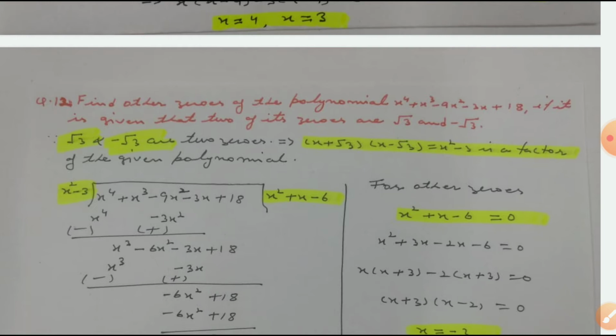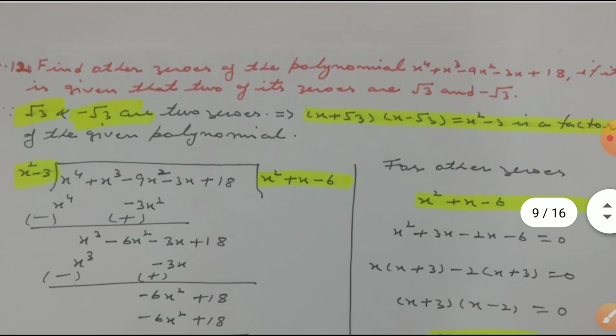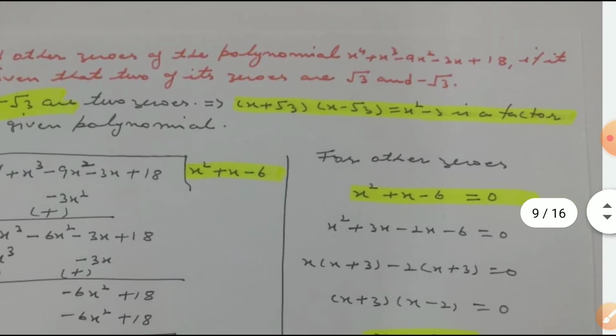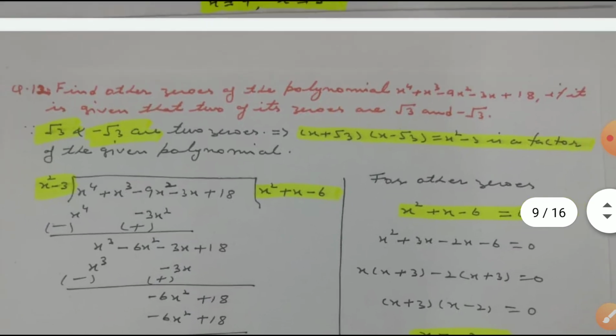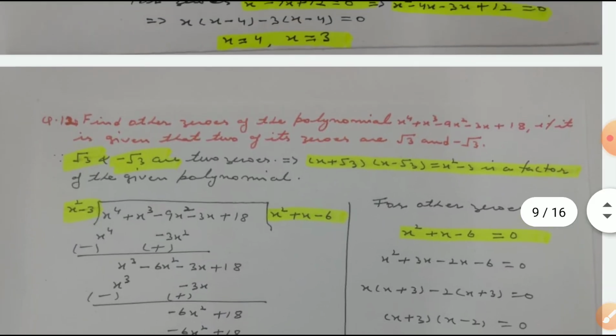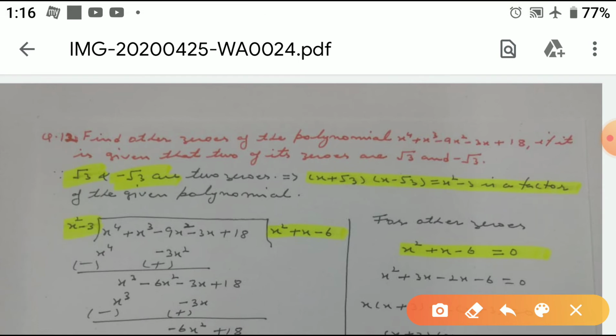Every alternate year we get to see this type of question in the board examination. Find other zeros of the polynomial x⁴ + x³ - 9x² - 3x + 18 if it is given that two of its zeros are √3 and -√3. So this is our polynomial, and there are two zeros of this polynomial, that is √3 and -√3.